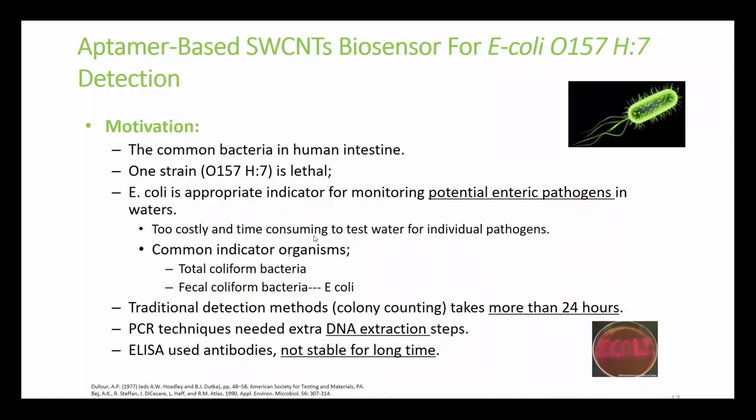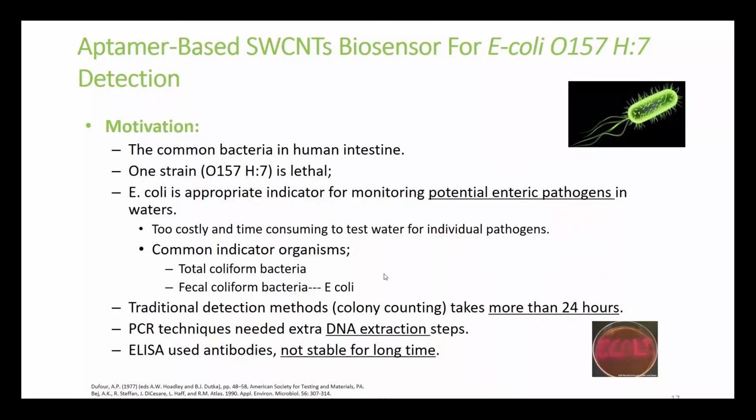If we assume there is a contamination in a water source, it would be too costly and time consuming to test every individual pathogen. Because of this, we have indicator organisms, the total coliform bacteria or fecal coliform bacteria indicators, which is E. coli, this infectious strain of E. coli. It means if we detect E. coli in this water source, there are other pathogenic bacteria in it, and there is fecal contamination in this water source.